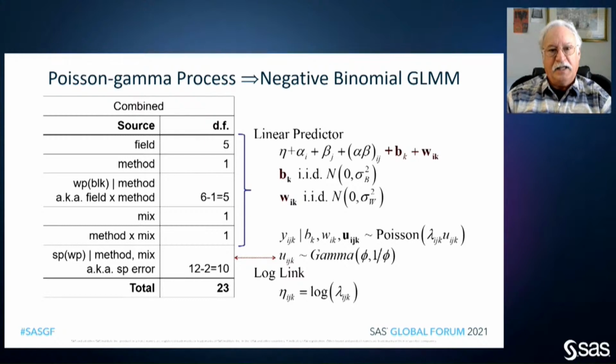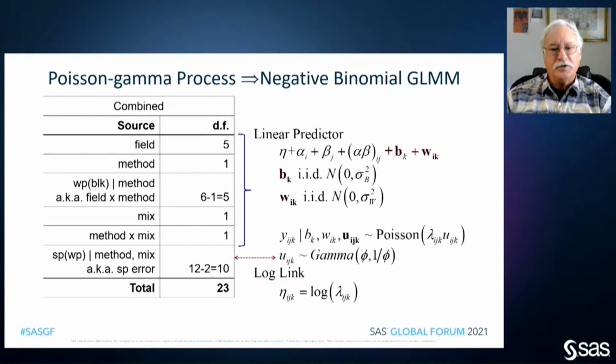So if we then work with those, we can start thinking about what kinds of distributions go with them. The field effects I've denoted as B sub k, and those are random because these fields are a sample of a population. So they have a normal distribution with a variance of sigma b squared. The W sub ik is the whole plot effect. It also has a distribution. The method, mix, and method by mix effects, I've denoted by alpha, beta, and alpha beta, respectively, and those are fixed effects.